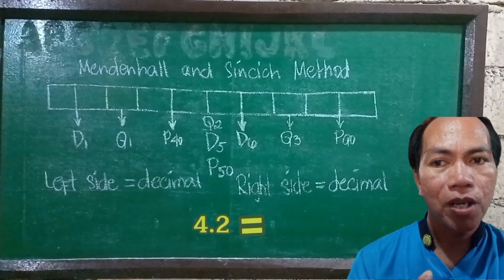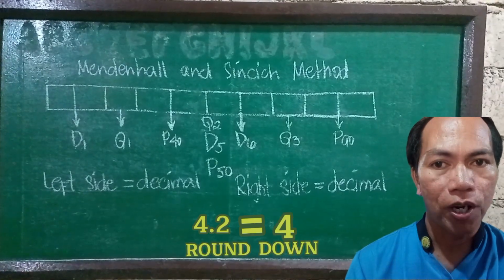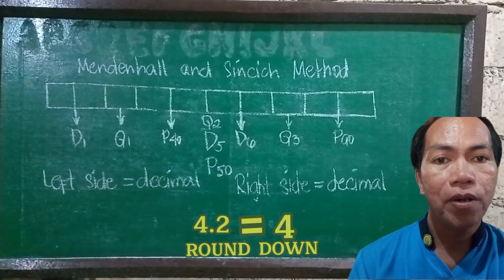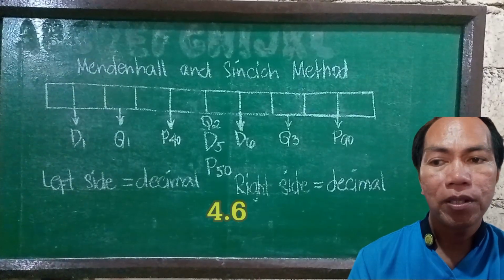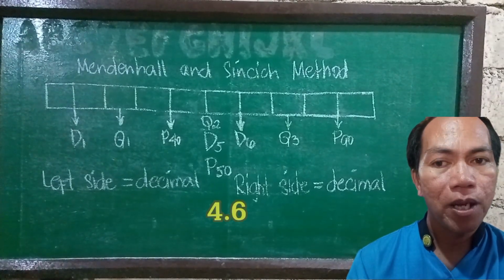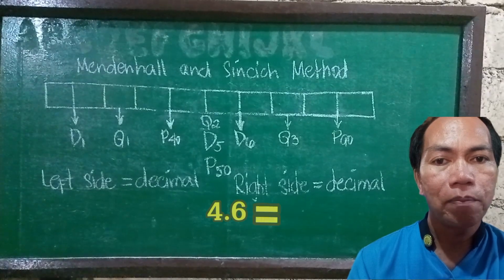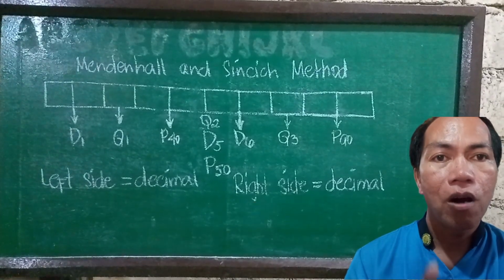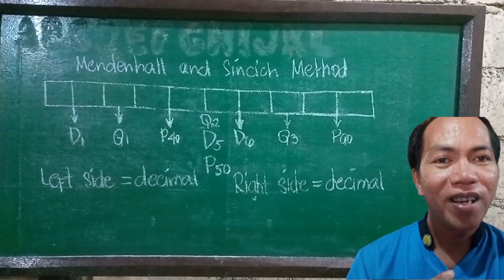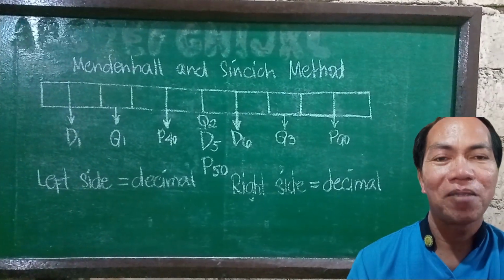That means ang possession na ilolocate natin ay 4, since i-round down natin siya. At kung 4.6 naman, that means ang possession na ilolocate pa rin natin ay 4, since we are computing the right side of the data or greater than 50%.